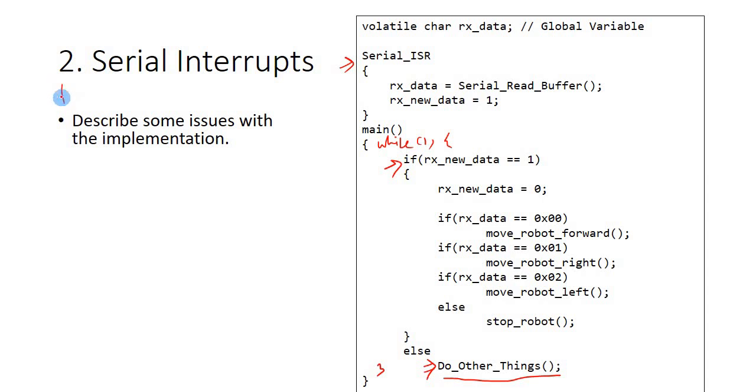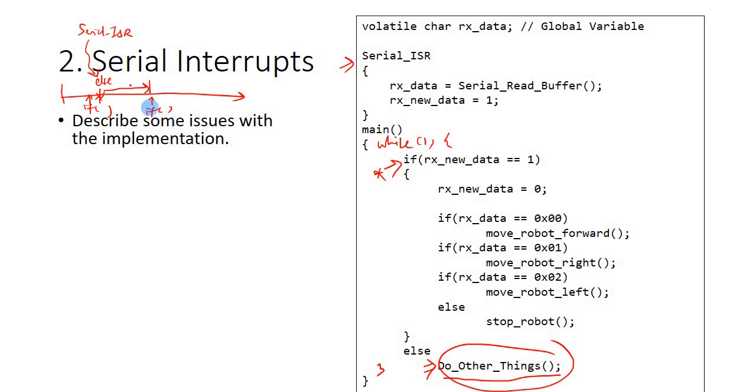If I were to draw a timeline here, I do the if check here. This is the if check I'm talking about. After the if check, I see there's no data, and then I go and start the else. Over here I do the else, and at this point of time the data is received, so the serial ISR is triggered here. I need to do the whole else part, which is the other things. After that, only then I come back to the next iteration of the if. This time duration, this t, can be very long.